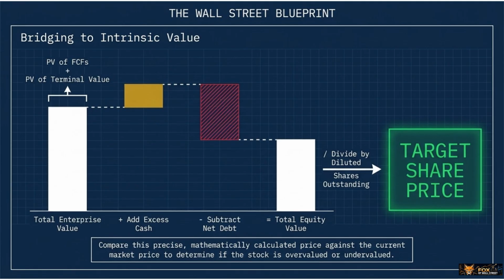To find the intrinsic value per share, you just sum up the present values of your forecasted cash flows and your terminal value. Then you subtract net debt and add back any excess cash they've got lying around. Finally, you divide that total equity value by the diluted shares outstanding. And there it is. You now have a precise, mathematically calculated share price to compare against the current market price. This is exactly how you see if a stock is undervalued or overvalued.